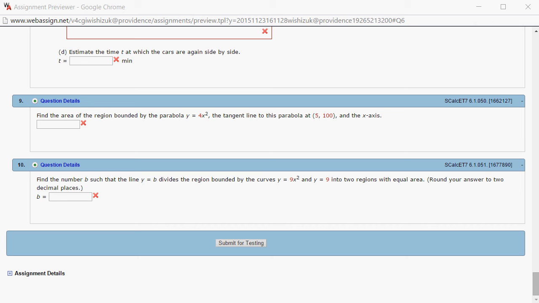Alright, let's look at homework 6.1, problem number 10. We want to find the b value so that y equals b, which is the horizontal line, divides the region bounded by y equals 9x squared and y equals 9 into two regions with equal area. Alright, so let's do that.